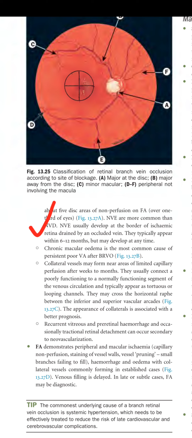Collateral vessels may form near the limited capillary perfusion after weeks to months. Vessels will form between the arteries and venules. They usually connect a poorly functioning to a normally functioning segment of the venous circulation and typically appear as a tortuous looping channel. So, collateral vessels can also be present. They may cross the horizontal raphe between the inferior and the superior vascular arcade. The appearance of the collaterals is associated with a better prognosis. So, if collaterals are being formed, they have a better prognosis.